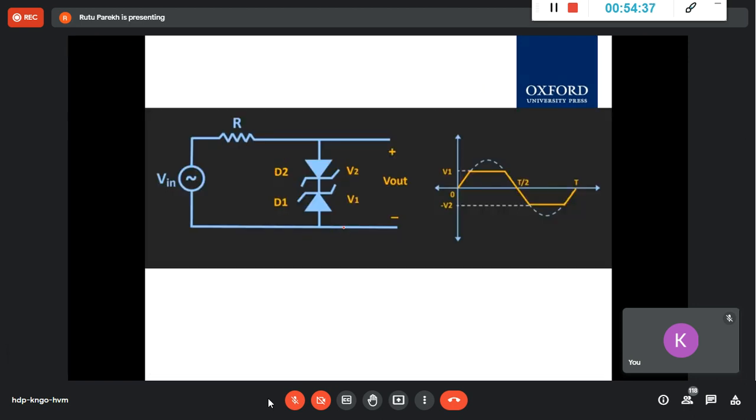And if I go ahead and show you, now you can understand this is a Zener diode. The direction of the current of the Zener is in this direction.